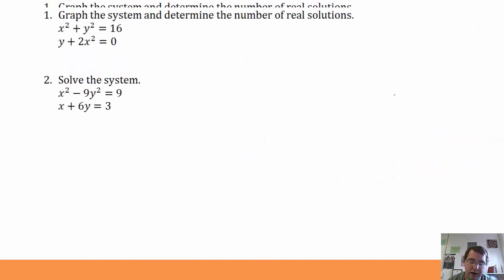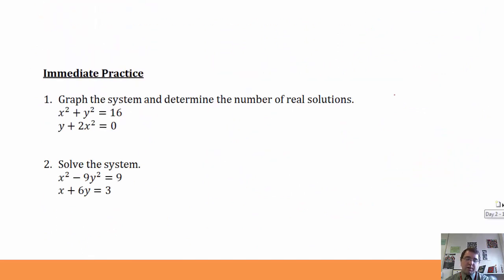Here are your immediate practice problems. Number 1, graph the system and determine the number of real solutions. X squared plus y squared equals 16, and y plus 2x squared equals 0. So that's a circle and a parabola. Graph them, determine the number of real solutions. Number 2, solve the system. X squared minus 9y squared equals 9, and x plus 6y equals 3. So solve it using the substitution method. That is the end of sections 9.7 and 9.8.